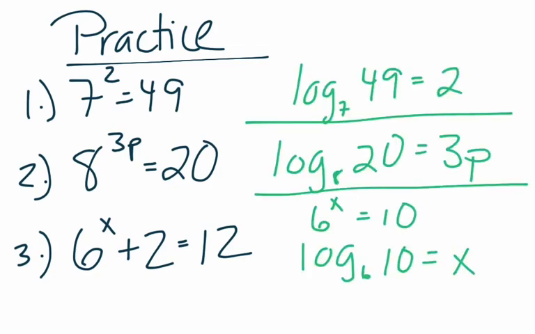Okay, so here are the answers so you can check your work. You should have log base 7 of 49 equals 2, which is also a true statement. We haven't gone through the properties of logs. We're going to do properties of logs after your EOC because that particular material is not on your EOC, but that is also a true statement, just like 7 squared equals 49. Log base 8 of 20 is equal to 3p. Now for the third one, you need to subtract 2 from both sides, and so when you do 12 minus 2, you'll get 10, and you should have log base 6 of 10 is equal to x.